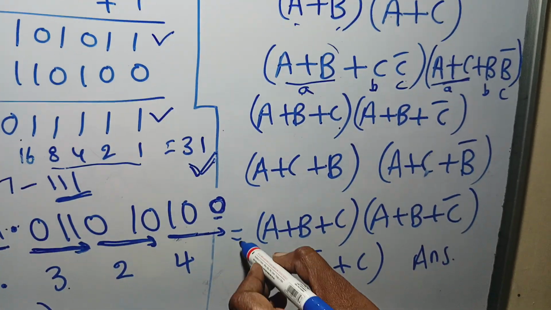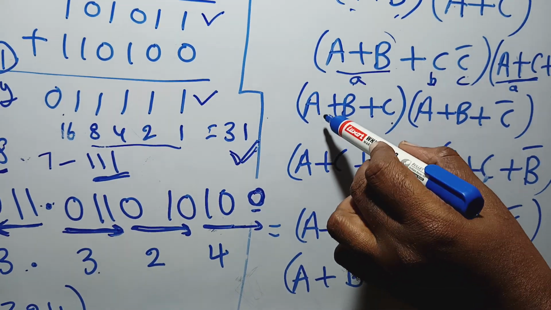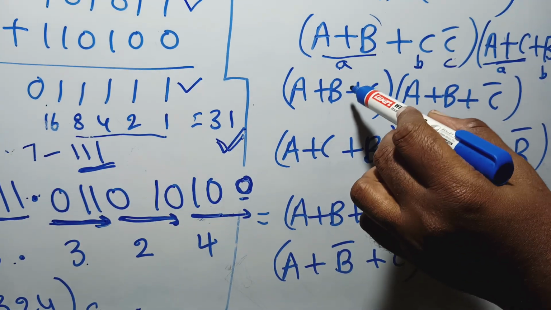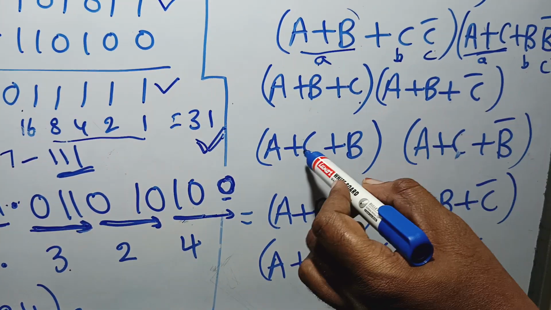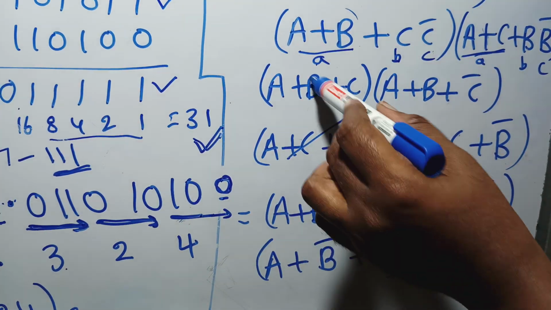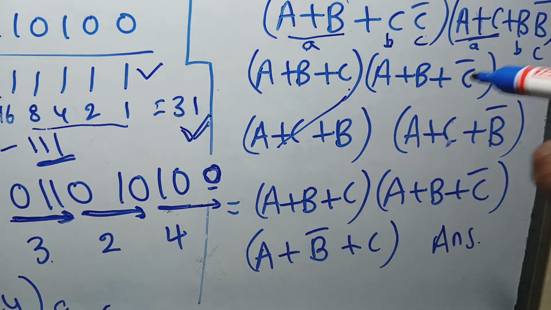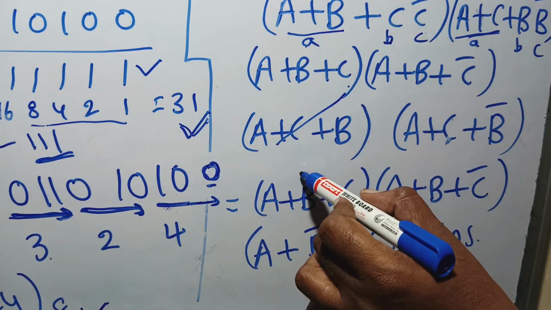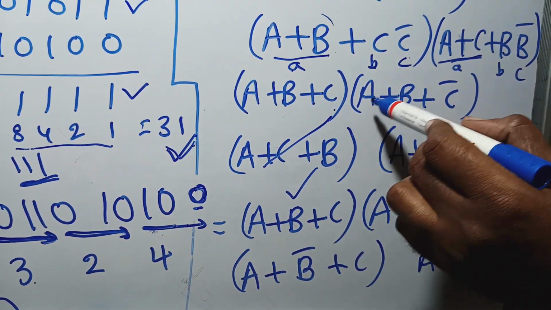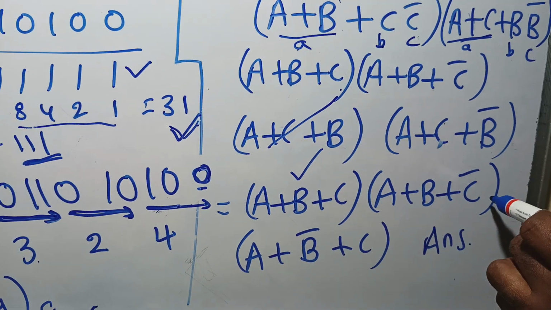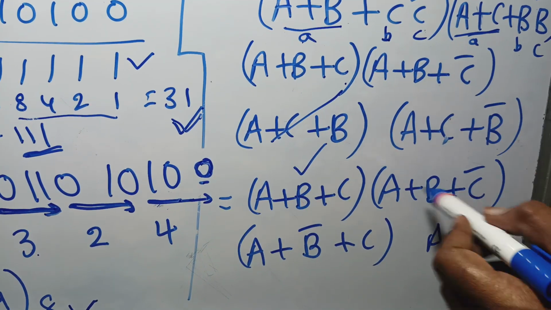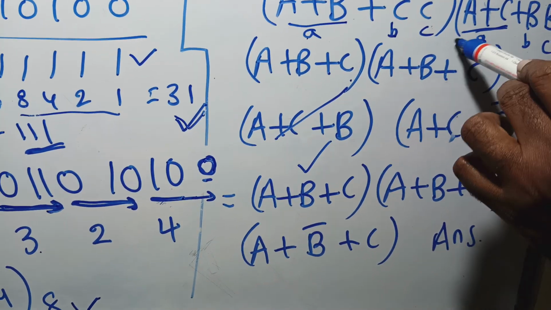Now I am going to write the final expression. First term I am going to write A plus B plus C. Is there any other A plus B plus C? Here we have A plus B plus C. If any term is repeating, you write it only once. This is A plus B plus C, and then A plus B plus C bar. It is only once there, so you write A plus B plus C bar.